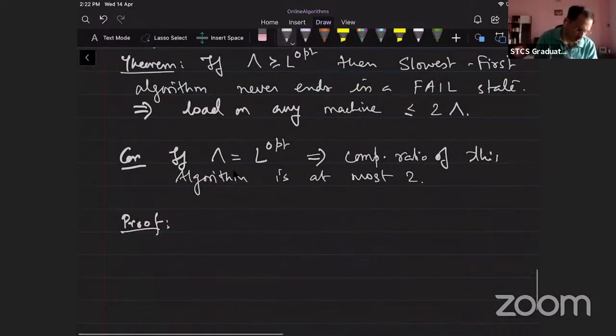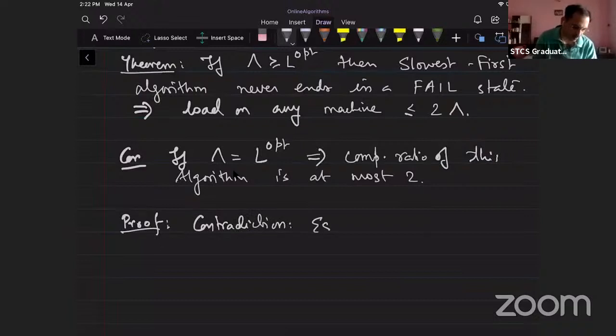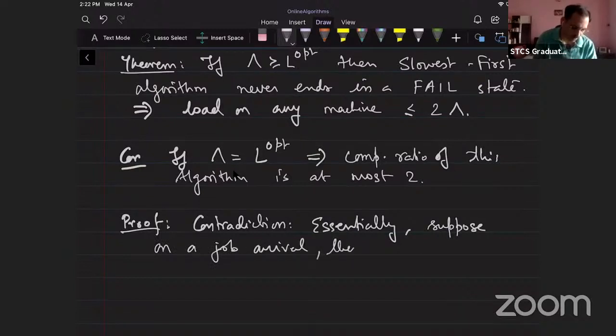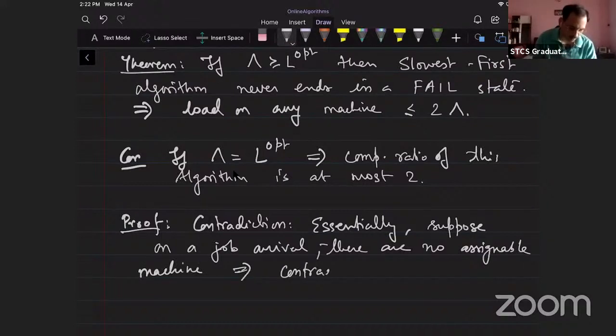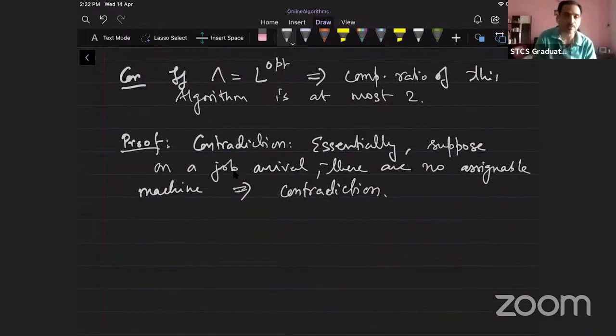Okay, so we're going to use contradiction. Essentially we'll try to see, suppose on a job arrival, there are no assignable machines. Then something has to go wrong. Then we'll try to give a contradiction. All right. So slightly definition heavy, so stay with me. If some definition is not clear, ask me.